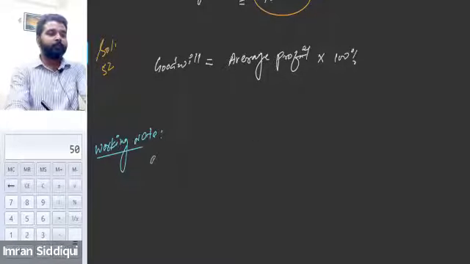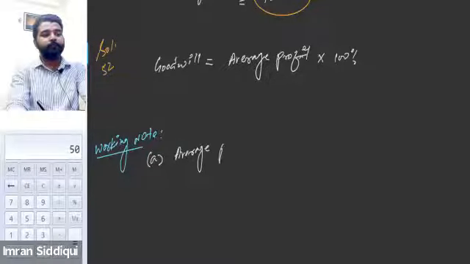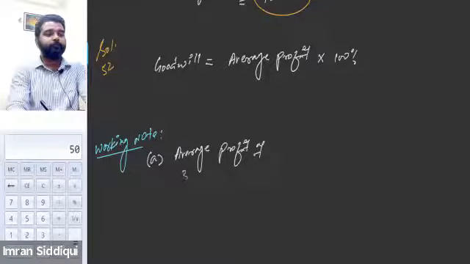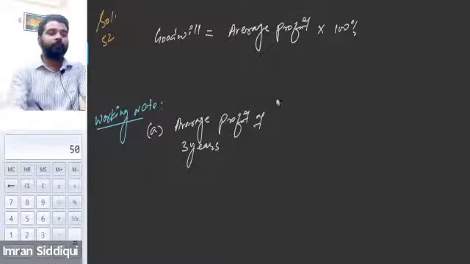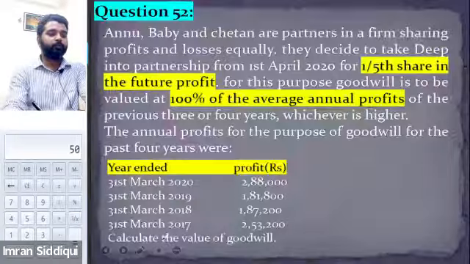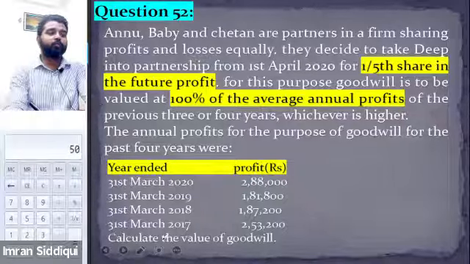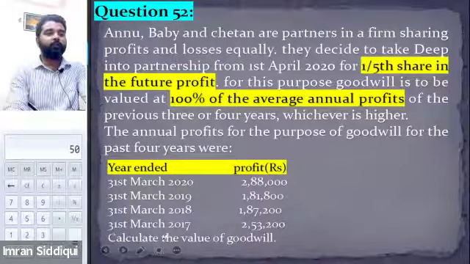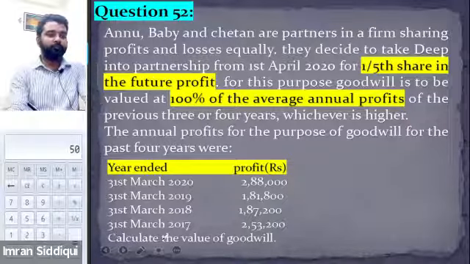So first of all, I am calculating the average profit of the last 3 years. For finding out the average profit of 3 years, we will take the value of the profit of the last 3 years. So let me show you. The profit for the last 3 years is how much? It is 2,88,000. Correct? 1,81,800. Correct. That is right. Perfect. Until 1,87,200 we will take.